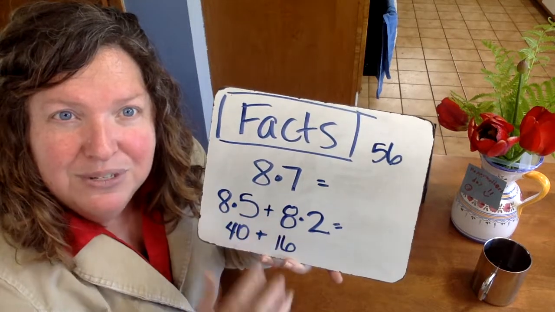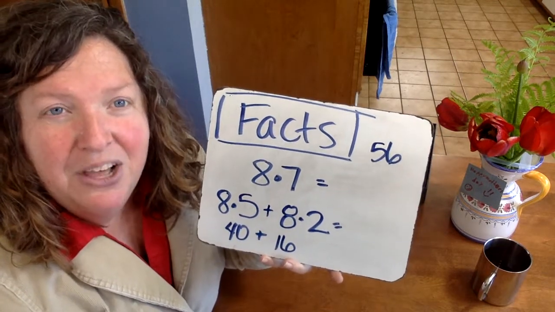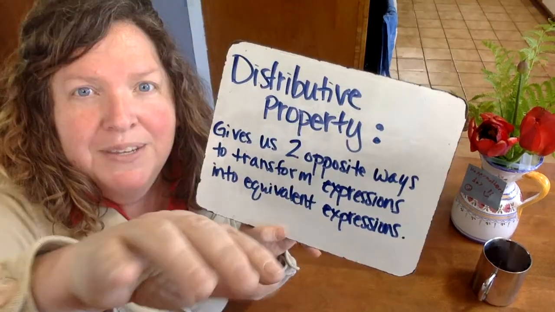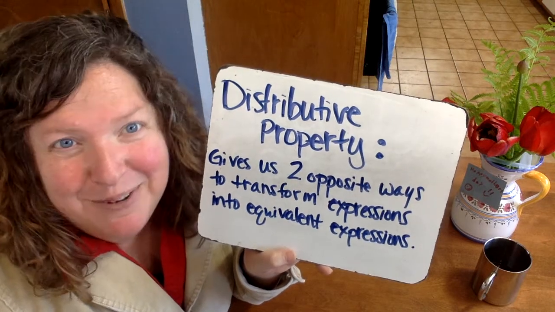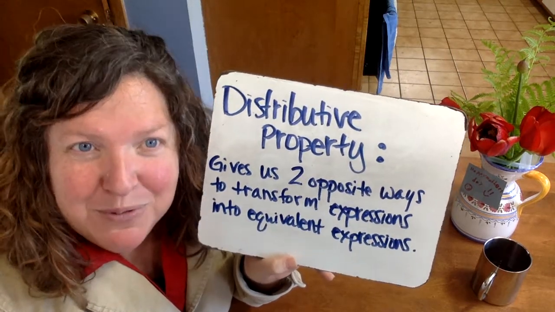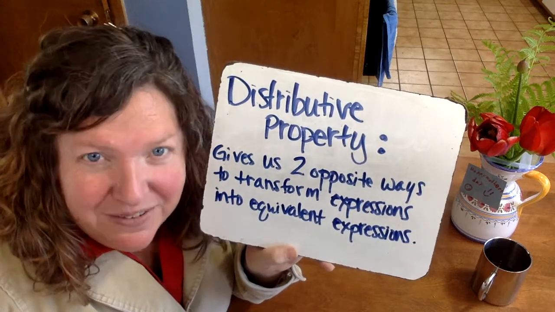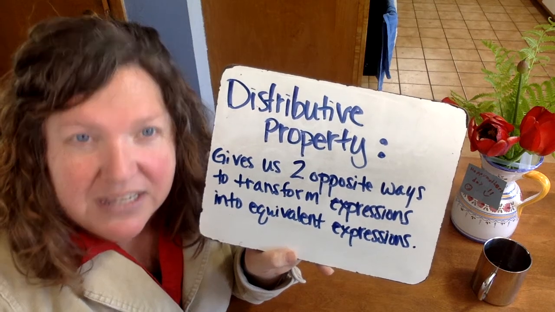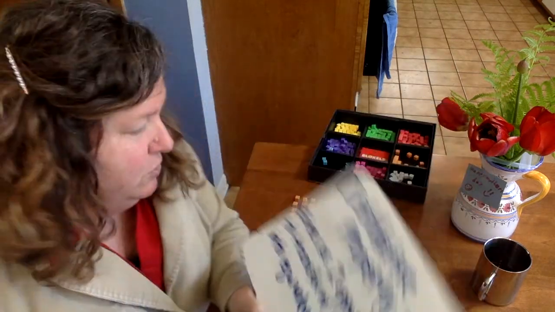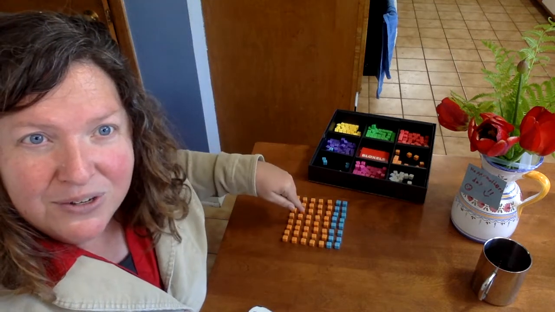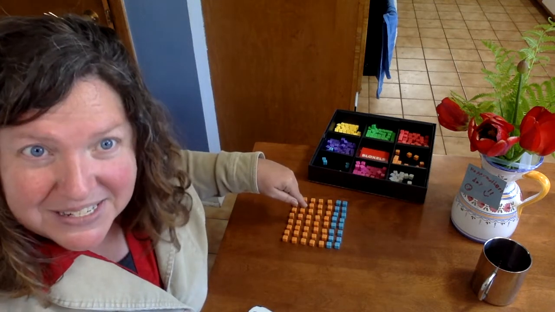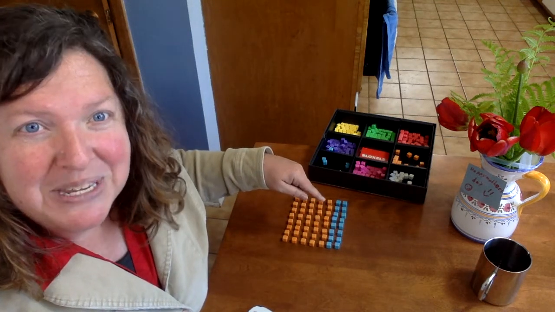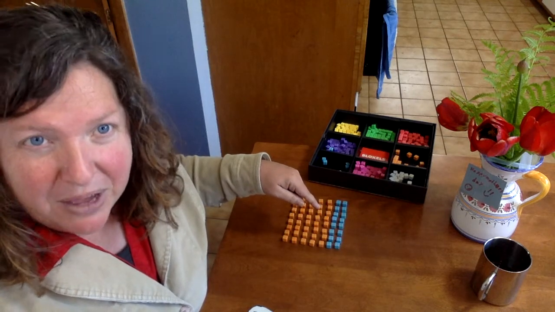That's how you might have used the distributive property to help you learn, or even now to solve or think about math facts. So the distributive property, this is kind of a very wordy explanation, but I hope as we go through it'll make more sense. The distributive property gives us 2 opposite ways to transform expressions into equivalent expressions. So just like this was 8 times 7, or it was also 8 times 5 plus 8 times 2, or it was also 40 plus 16. All of those are equivalent expressions. They're worth the same amount.